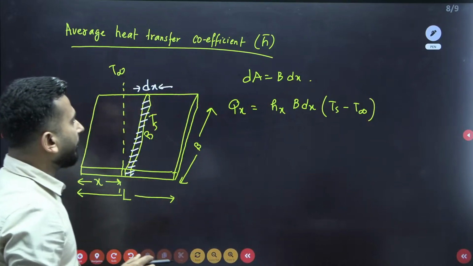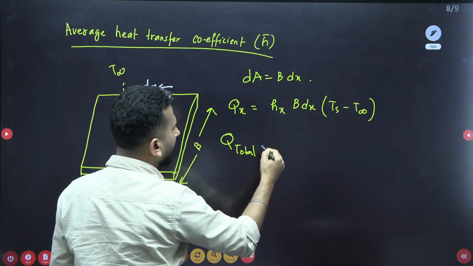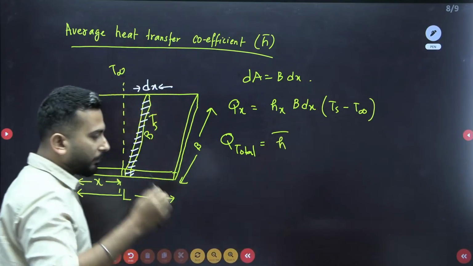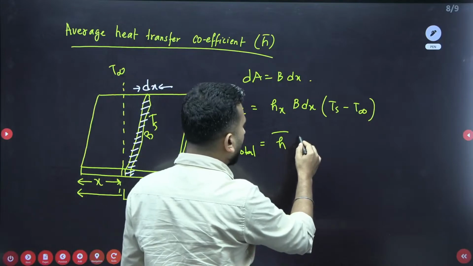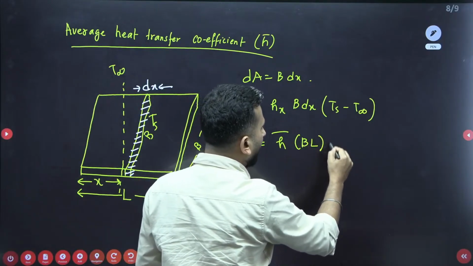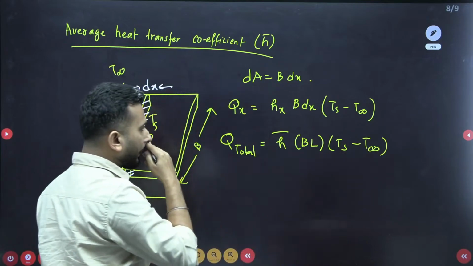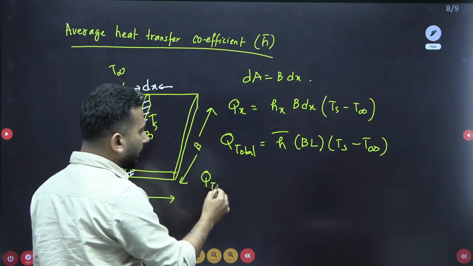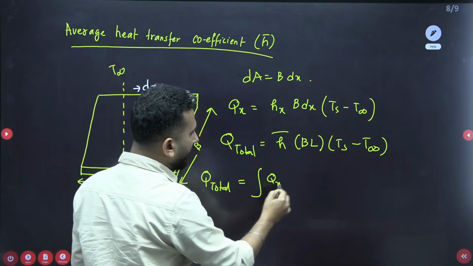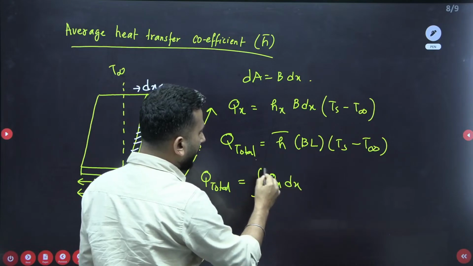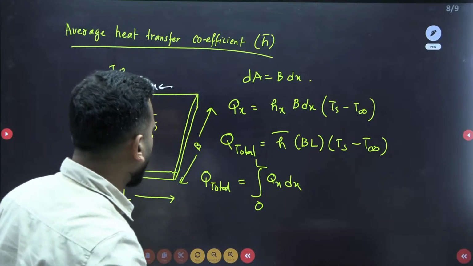And now if I want to get the total heat transfer, that means I will assume one single H value, the complete area will be B into L, and since it is maintained at the same temperature, Ts minus T infinite. So Q total is equal to Qx, but I have to integrate from 0 to L, Qx dx. Then only I will get the value of the total heat transfer, okay.